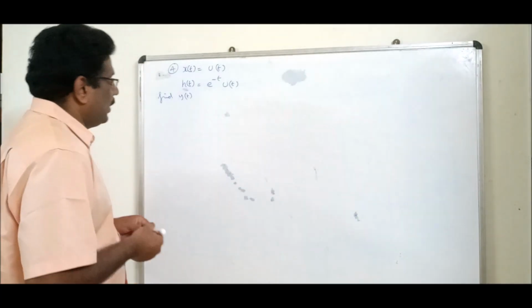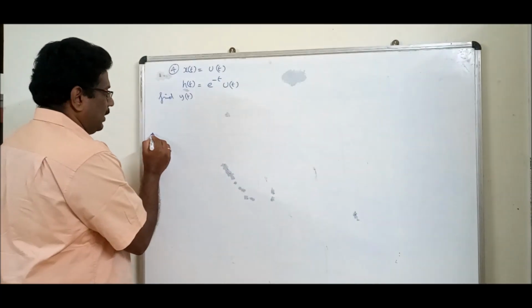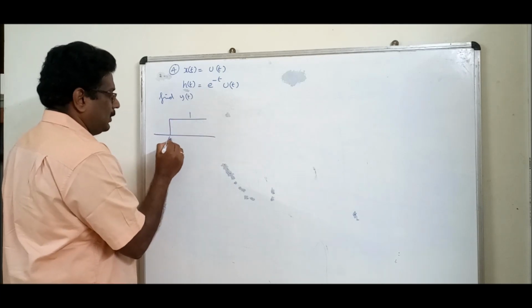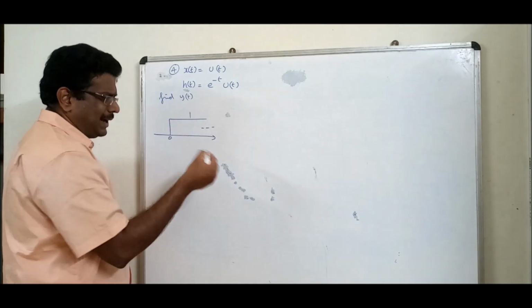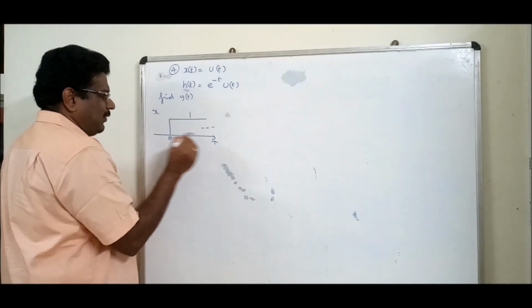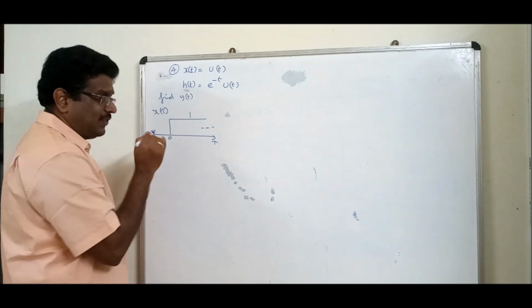So what is the preliminary work? Just a recall. What is your u of t? The signal is the unit step signal. I am going to skip the diagram. If it is t, it is x of t. If it is tau, it is x of tau. This is the fixed signal.